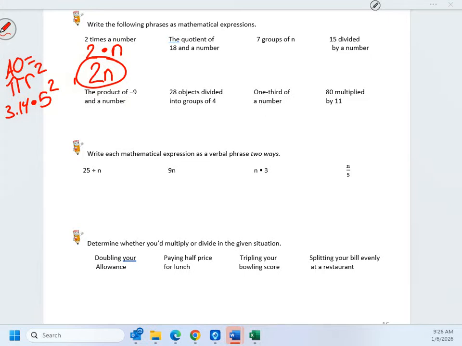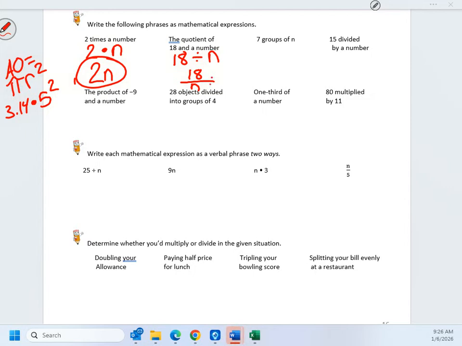The quotient of 18 and a number. What would that look like? Michael? 18 divided by n. Yeah, 18 with our division symbol and n. There is one other way we could write this. Any guess? Joy? 18 over n. Because remember that fraction bar means divide.